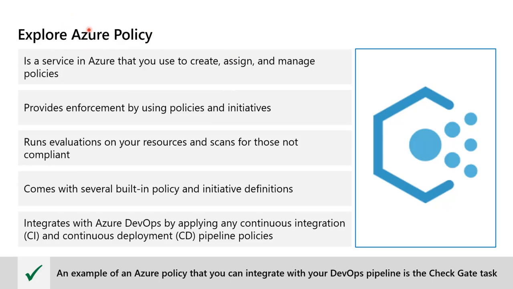So if we have a pipeline that is creating infrastructure as code, but we want to make sure that we are compliant with our specific rules, again, that Azure policy will be evaluated, and if it's not compliant, it will prevent the creation or the execution of that specific task inside the pipeline. So it can be integrated with Azure DevOps by applying any continuous integration and continuous deployment pipeline policies.